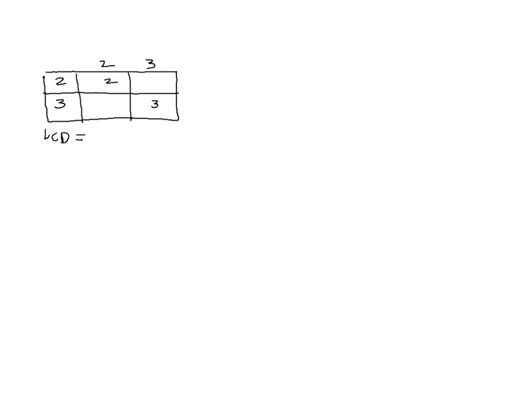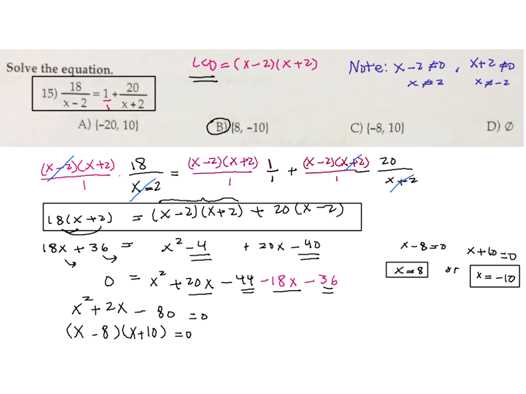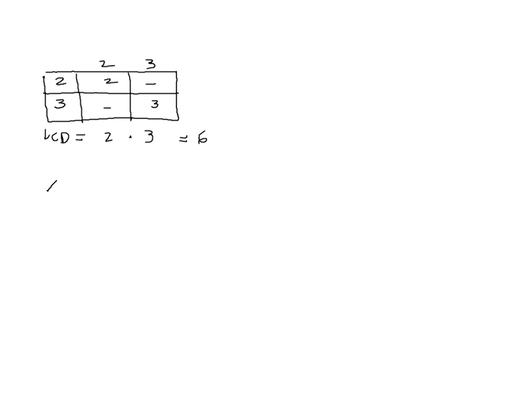Among the group of 2s, we have 1, 2, no more 2s, so we're going to pick 1, 2. That's part of my LCD. And among the group of 3s, I'm going to pick 3. That's one way to look at how to find the LCD, which is equal to 6. Now the question is how to find the LCD among x minus 2 and x plus 2. So this would be kind of the same idea.